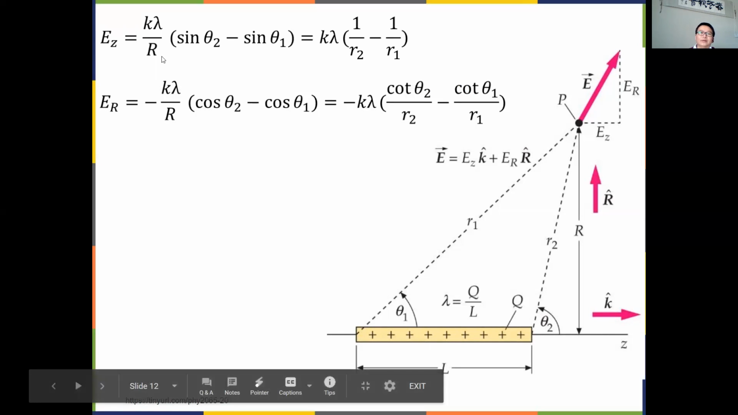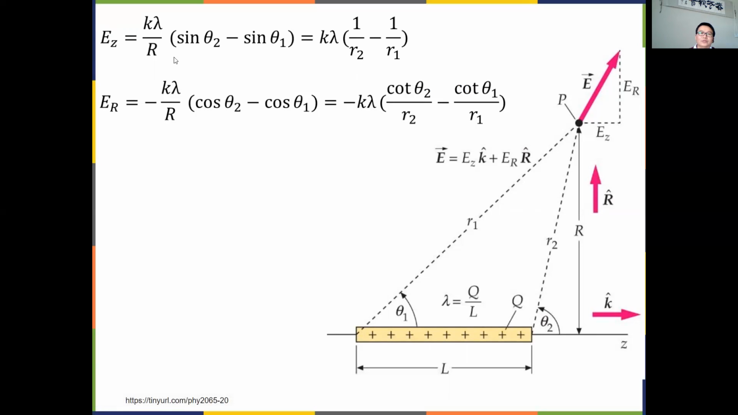All right, so then you can have the two expressions again. You just do the same here: k lambda over r, instead of over y, and then sine theta 2 minus sine theta 1. In this case, it would be the same: k lambda times 1 over r2 minus 1 over r1. And then in the radial direction, the r direction, it's minus k lambda over r, cosine theta 2 minus cosine theta 1.